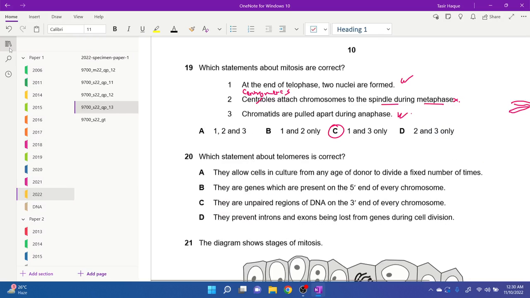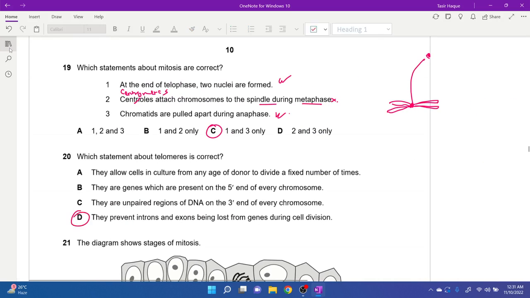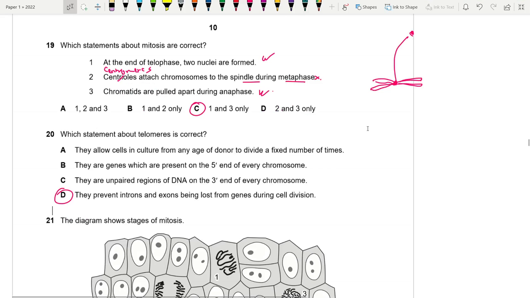So according to this, the best possible answer, the single best answer is D. They prevent introns and extra exons being lost from genes during cell division. They're actually present on each end, both the 3' and 5'. They allow cells in culture from any age of donor to divide a fixed number of times. Not really. That's not the best answer.